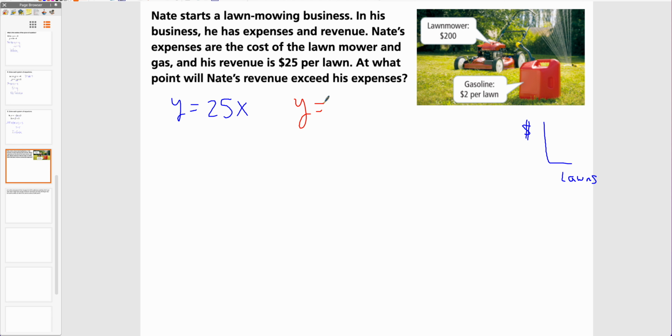We need to think of it in terms of the money that he needs to make to break even. So you're thinking about expenses, and I understand why you're thinking of it in negative terms, but let's think of it in terms of what he needs to cover as he mows lawns. So he needs to cover $200, right? And he needs to cover how much? $2 per lawn, right? So Y equals 200 plus 2x. There's your two equations.